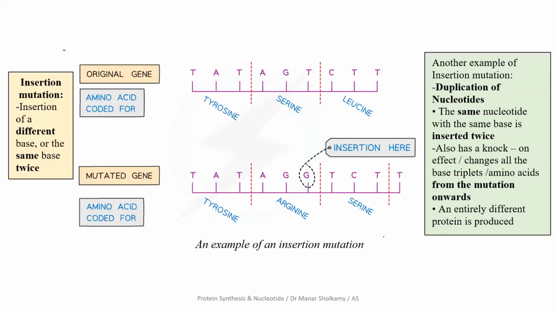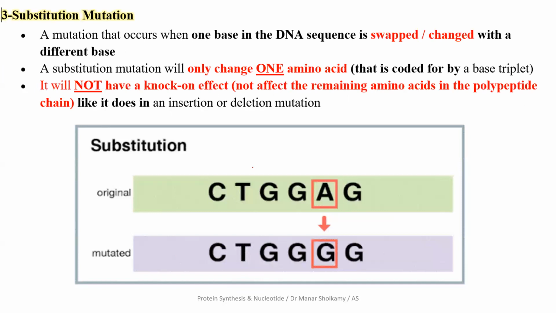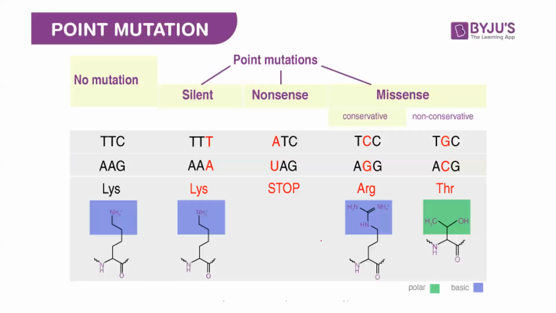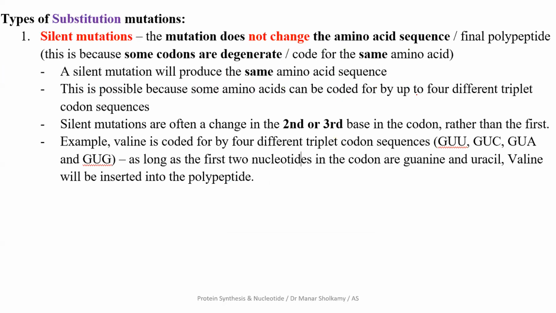Okay, insertion, we discussed it. Deletion: here is a nice picture showing you that when one is deleted, everything will be shifted sideways to the left. Substitution, this is the GAG. This is a nice picture showing you the sickle cell. No, the A changes not to G, but to T. Nice? Silent, nonsense, missense. Silent is when there will be no effect. Nonsense, premature stop. Missense, a different amino acid altogether. Okay?